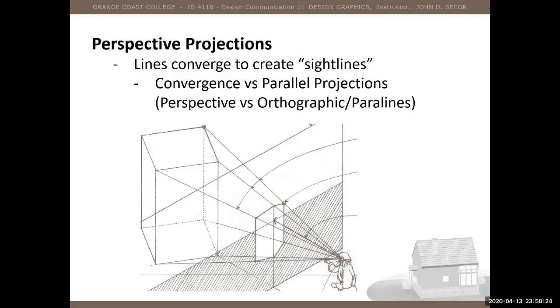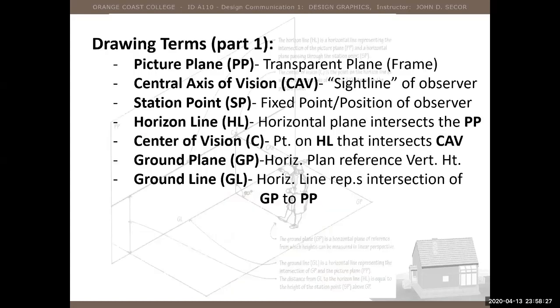All right, so here's some of our words that we will be looking at. I don't want to get too deep into them because, again, they're in the textbook, but we've already introduced the idea of what the picture plane is about. It's basically that framework that you're looking through to see the object. The center line of access, or center line of vision, is really the sight line of the observer. So if I'm standing and I'm a kind of short guy, and my eye line is at 5'5", say, then that is the sight line of the observer.